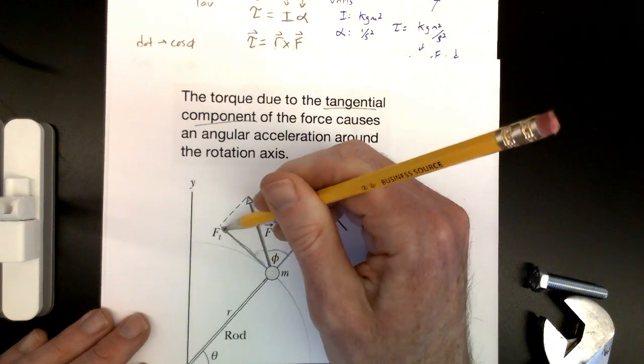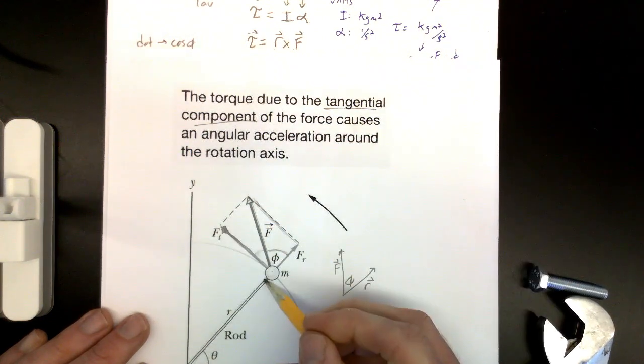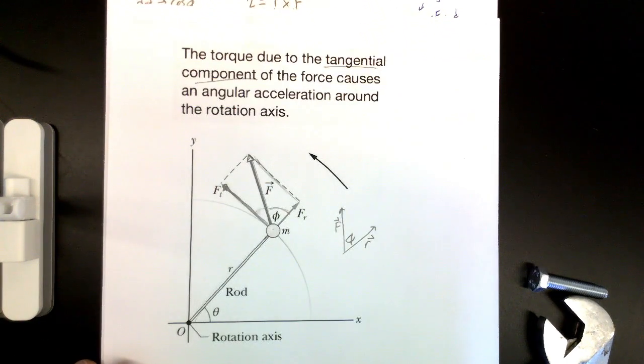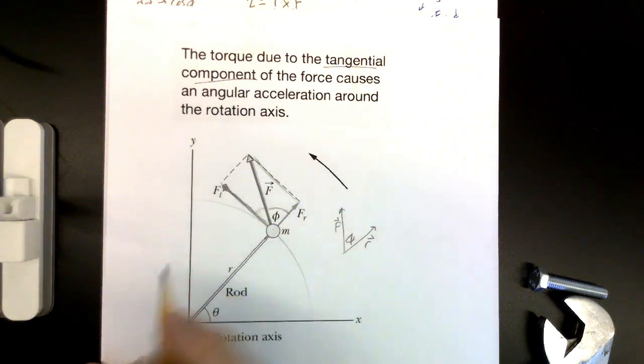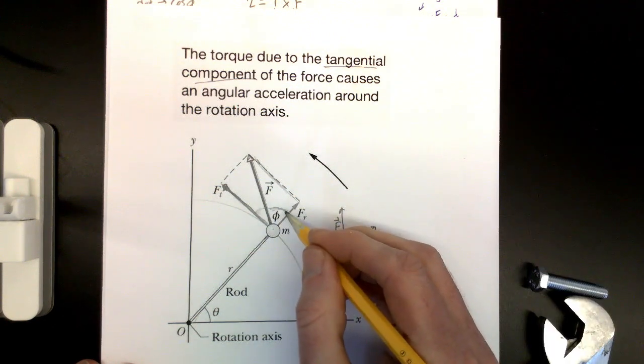So that's the tangential component of the force. So this component of the force times this radius will give me the torque, and that's going to create my rotation, angular acceleration around that rotational axis, right? So it's important to remember that the angle between these things can be a little bit deceptive, where you're going to actually put that angle.